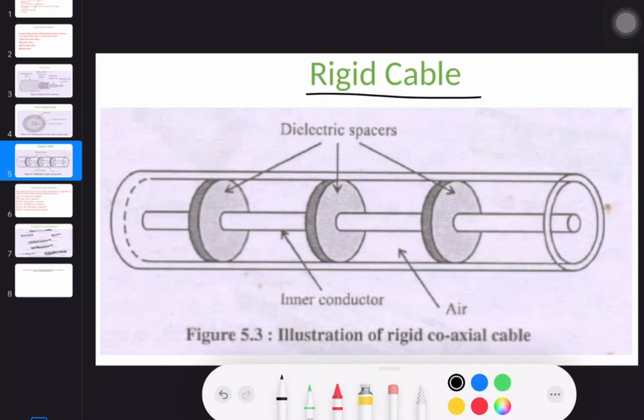Suppose you take an example: when you are handling the patch cards or the CRO probes in your lab, if you want to fold them around your finger, you can easily fold them. But when you call a person for cable connectivity for your television, he will give you the set-up box and also a cable terminal which should be adapted for the cable set-up box. That cable, if you try to fold it, appears rigid. You cannot fold it very easily.